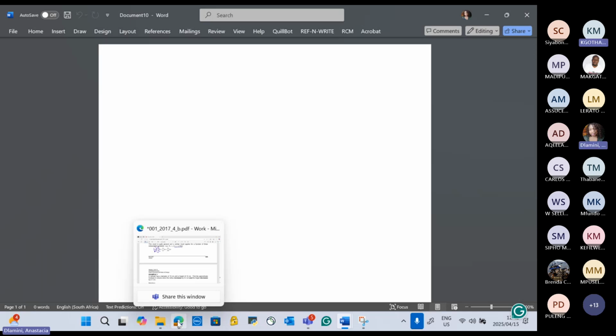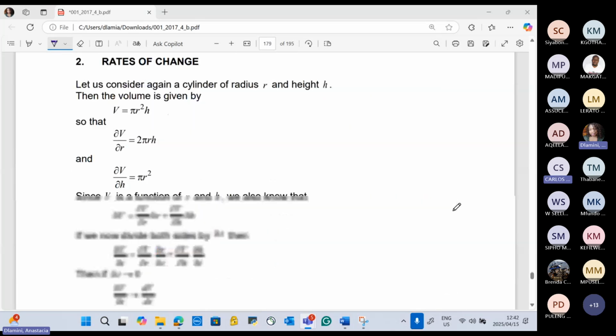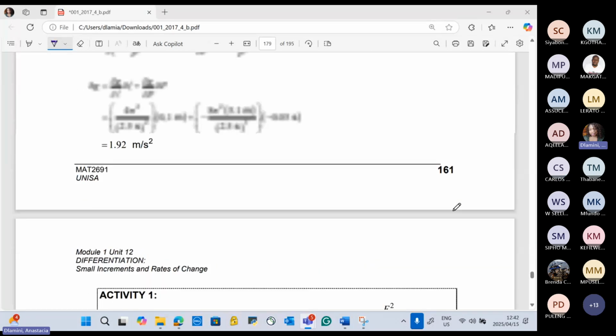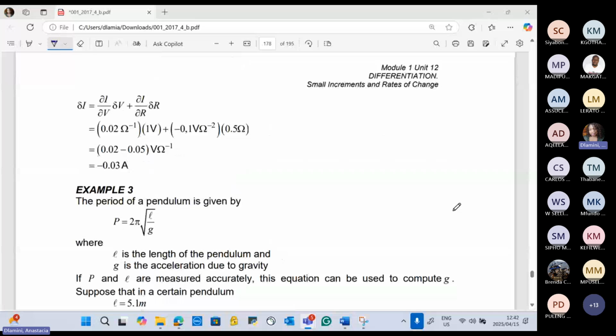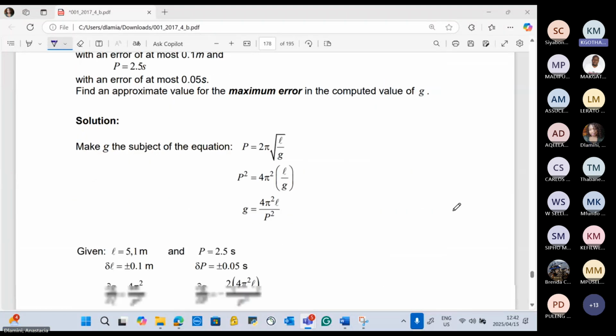Alrighty. Are you guys hearing me? The formula cannot be the same as the one we're doing for the small change. Do we agree? Yes, because time wasn't in the other formula.